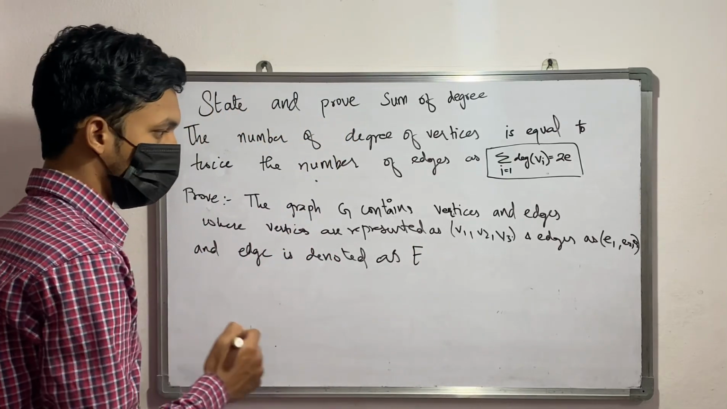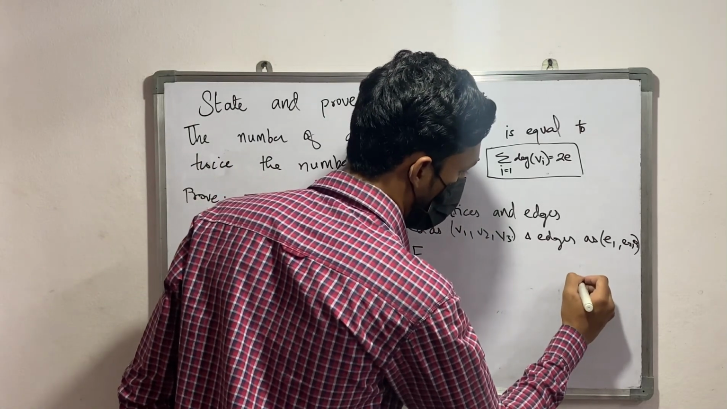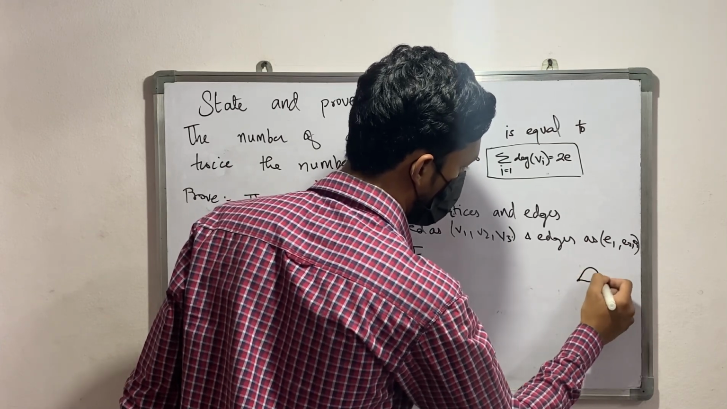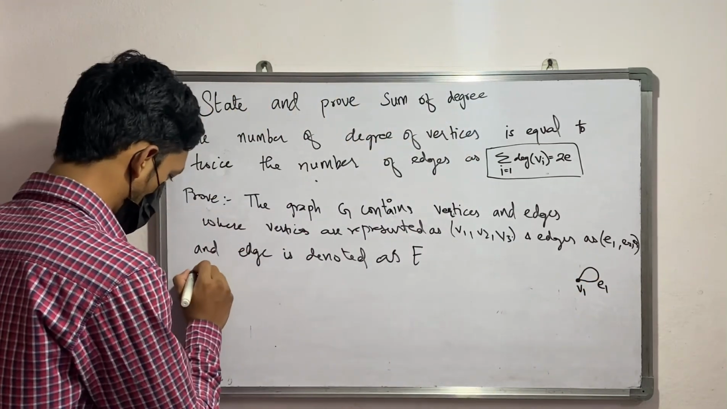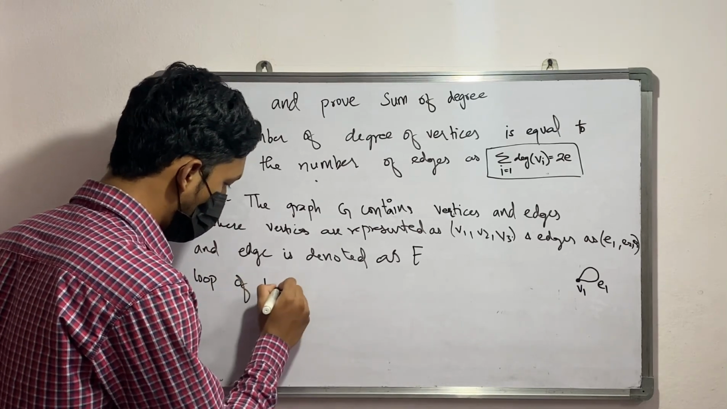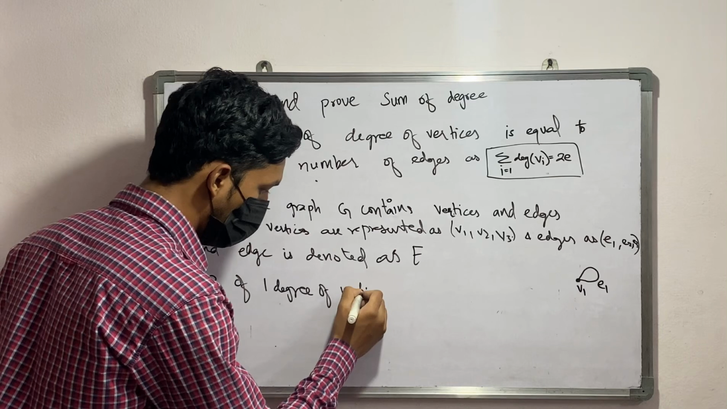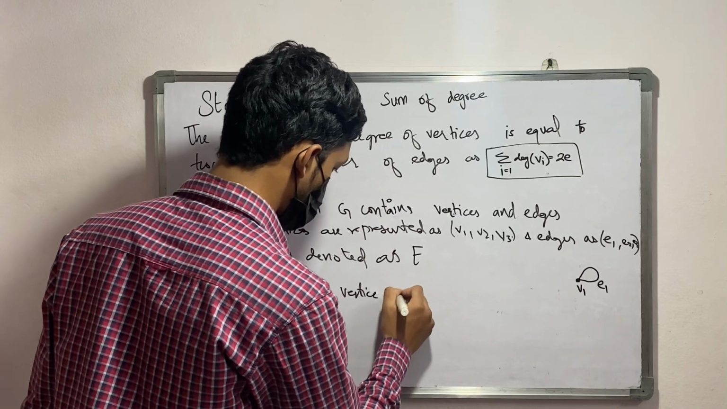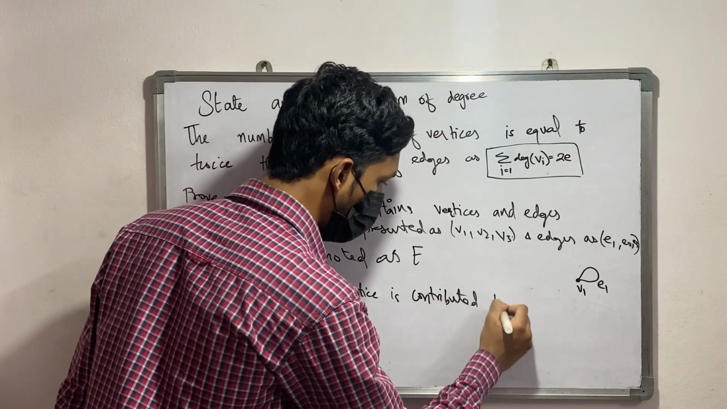So now we consider here two cases. One is a loop: 1 degree of vertex. It joins to the edge, like E1, this is V1. So in a loop, 1 degree of the vertex is contributed to the edge.